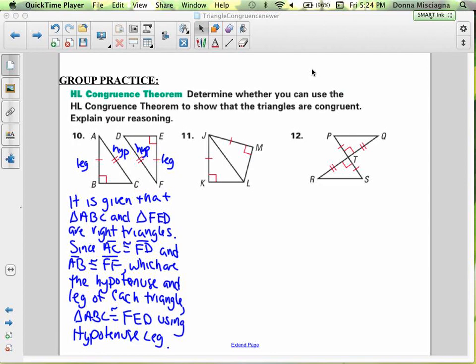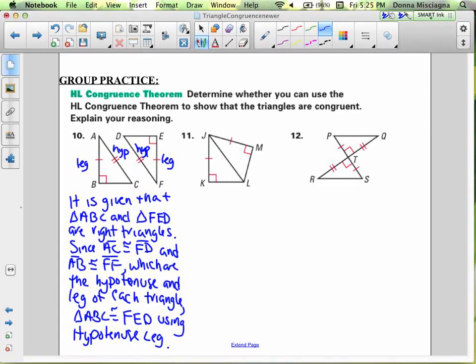So it's given that triangle ABC and triangle FED are right triangles. We can see there's a right angle marked in both. And since AC is congruent to FD, we're given that. And AB is congruent to FE, which are the hypotenuse and leg of the triangle, right? AC and FD are the hypotenuse of each of the two triangles, and AB and FE are the legs. Then triangle ABC is congruent to triangle FED using hypotenuse leg.